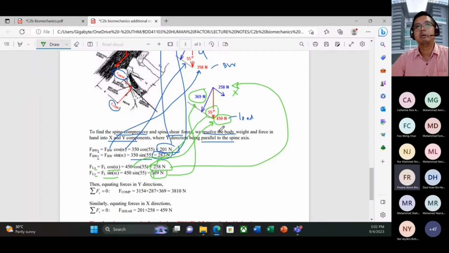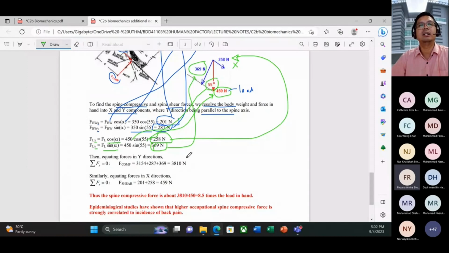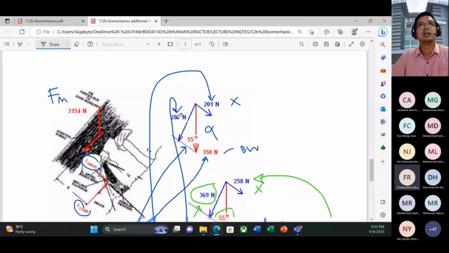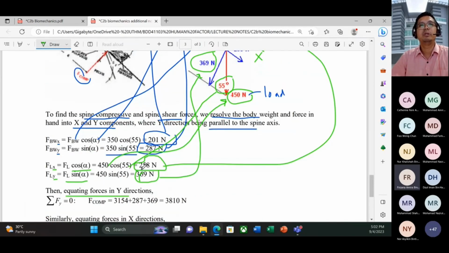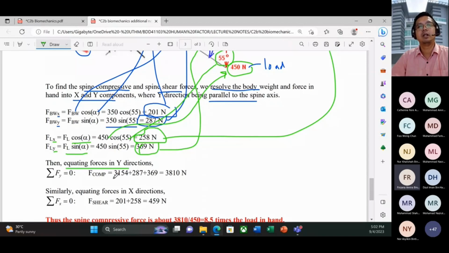So first, before you find our spine compressive and spine shear force, we have to resolve the body weight force into X and Y component directions. Then after you get all these, equating force in the Y direction, let's say our force in Y will be 0. So our compression force will be like this: 3,154 plus 287 plus 369.